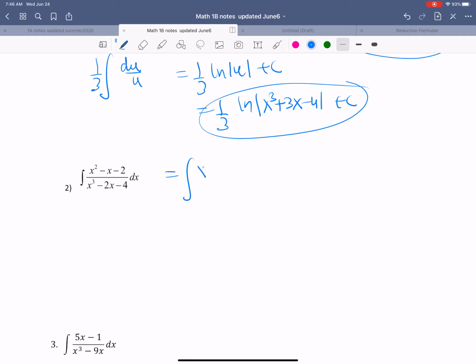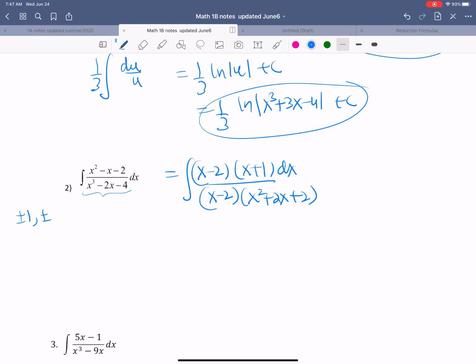Looks like both numerator and denominator are factorable here. So (x minus 2)(x plus 1) dx, and the bottom would be x minus 2. You have to use the rational zero theorem for the denominator, 2x plus 2. For the bottom, it's a cubic function, and if it does have any rational zeros, they will be plus or minus 1, plus or minus 2, plus or minus 4.